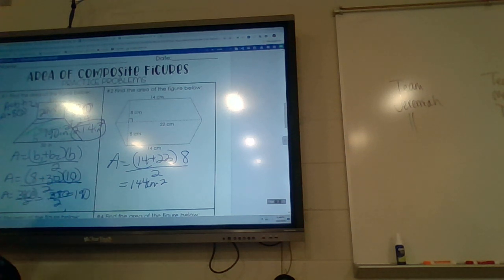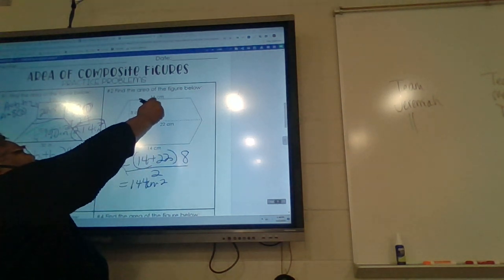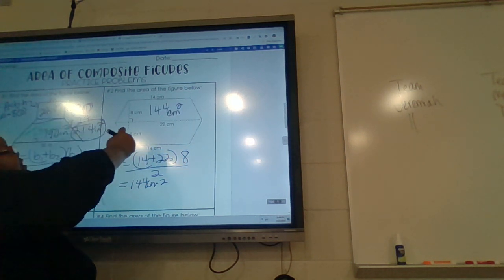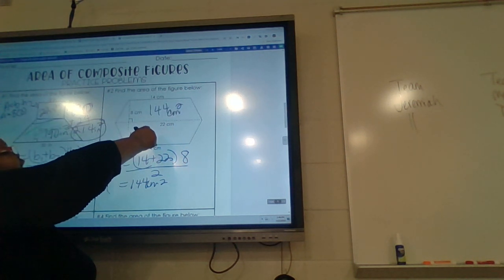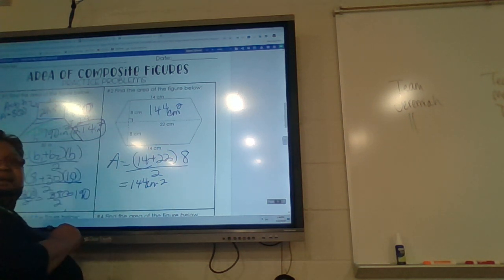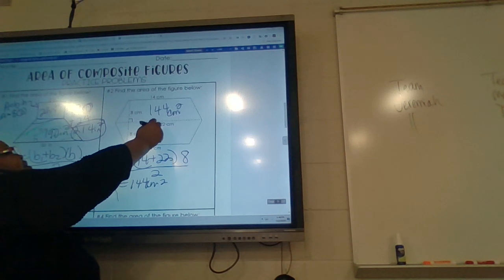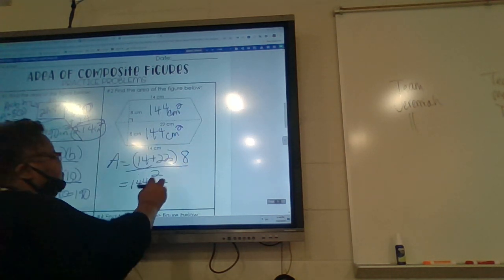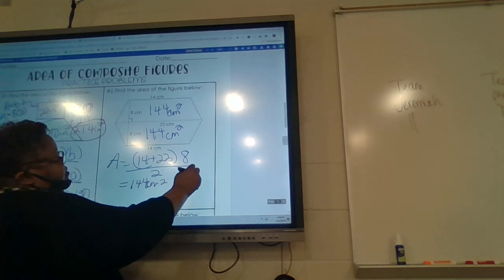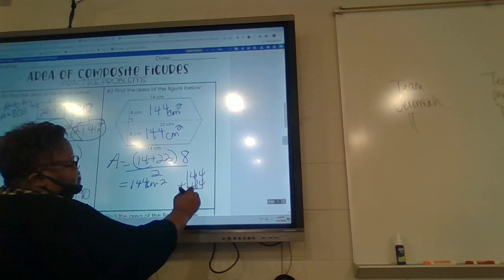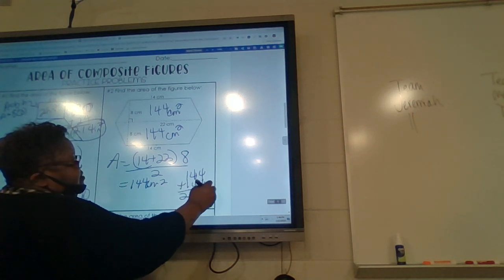Okay, so now to get both of them, this is 144 centimeters squared. This one is a trapezoid with the same base 1 and base 2 and the same height. So it is also 144 centimeters squared. So I want to add those together. 288 centimeters squared.